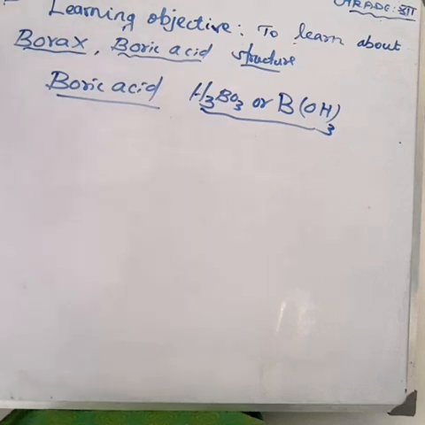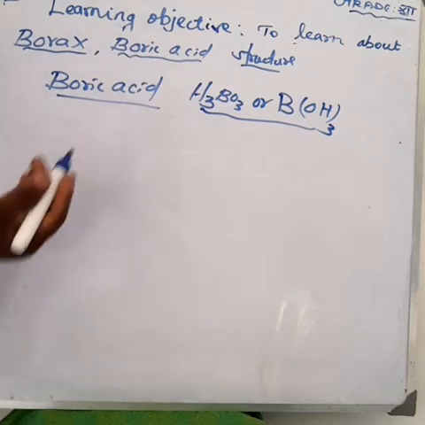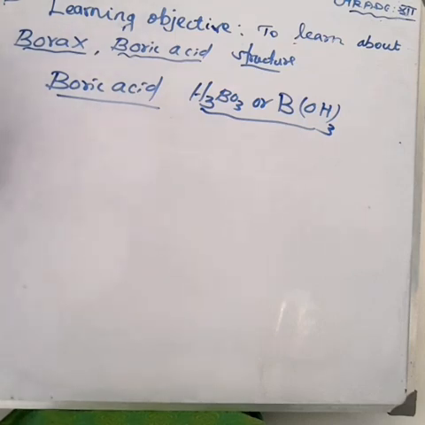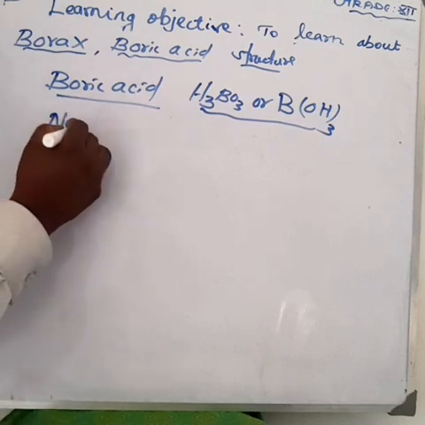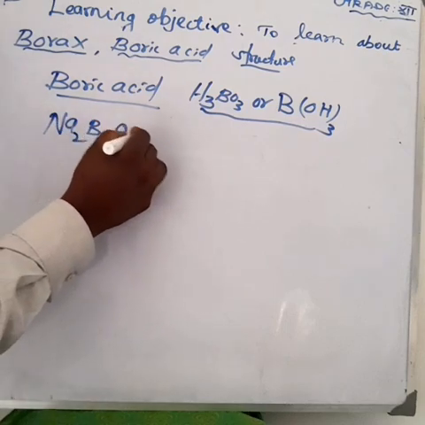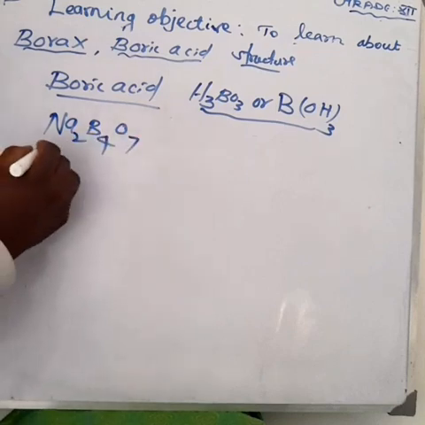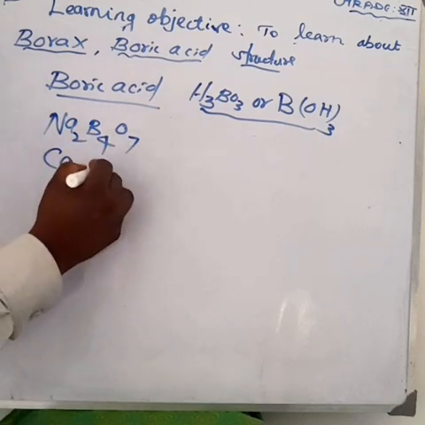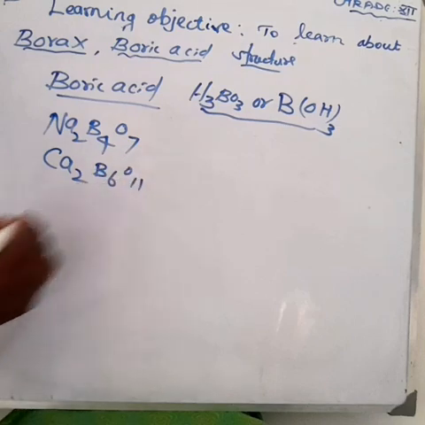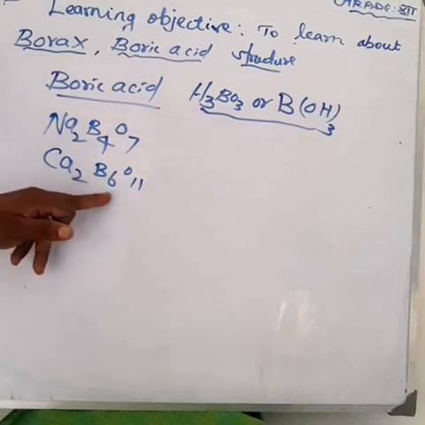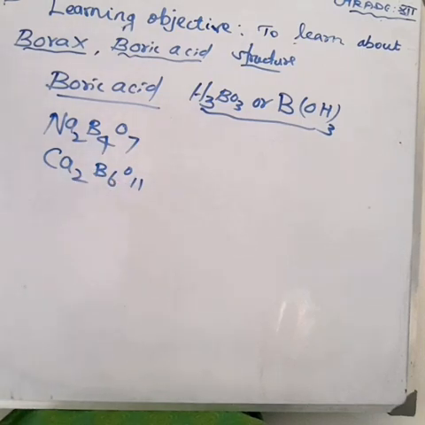Boric acid can be extracted from borax. Now we are learning about the preparation. Boric acid can be extracted from borax and colemanite ore. What is the formula for borax? Na2B4O7. What is the formula for colemanite ore? Ca2B6O11. There are two preparations.